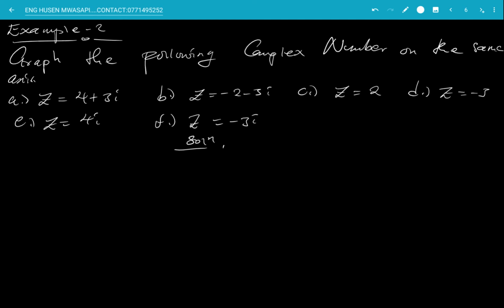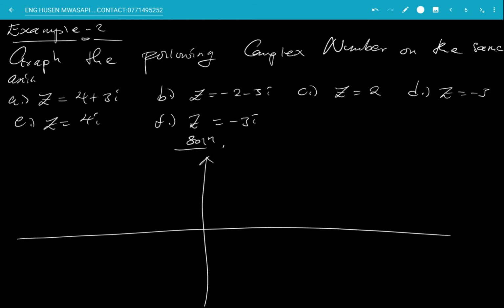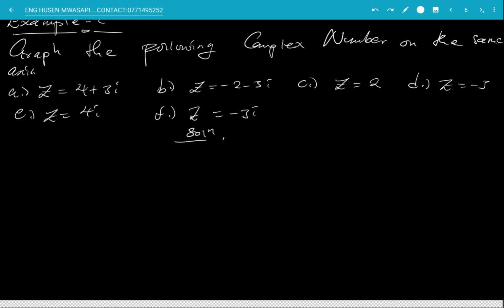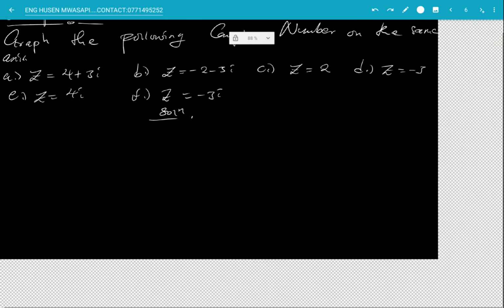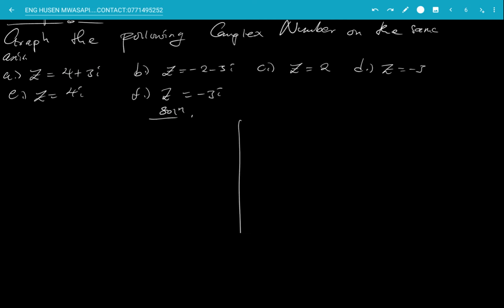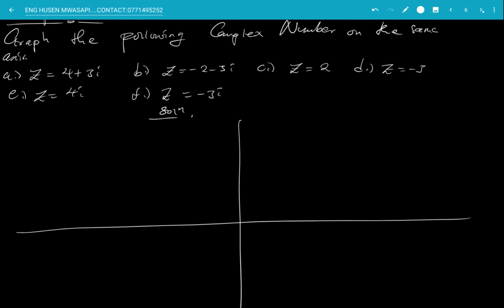So all we have to do is simply write solution and draw our axis. So we have the imaginary axis. Alright, this is not big enough, so let me just create more space. So this is our imaginary axis and this is our real axis.